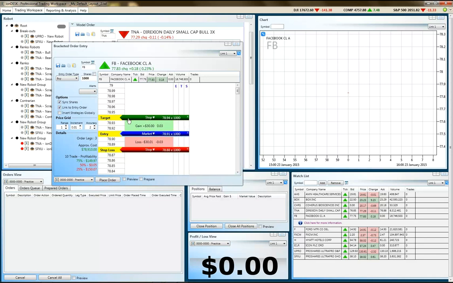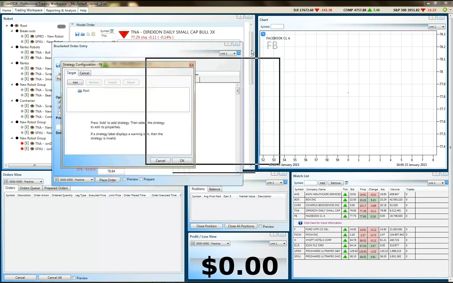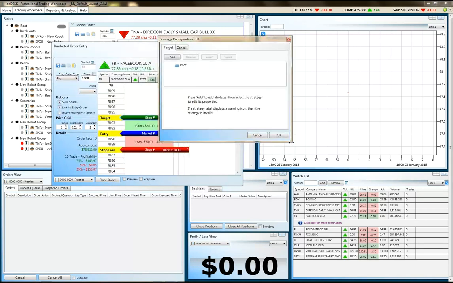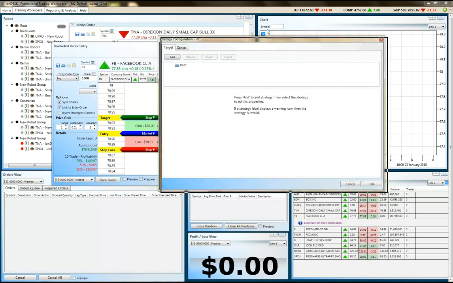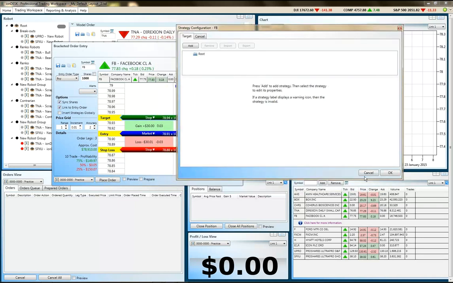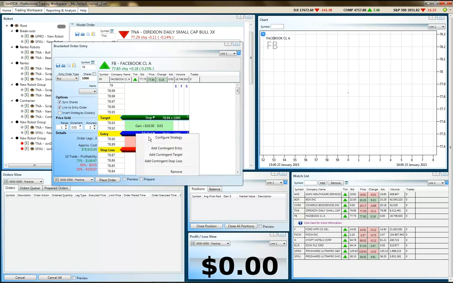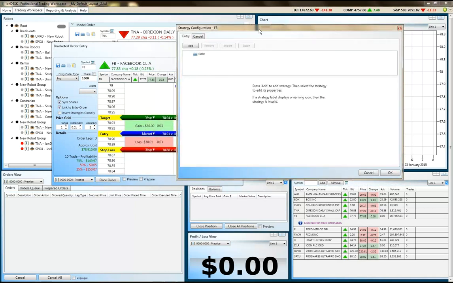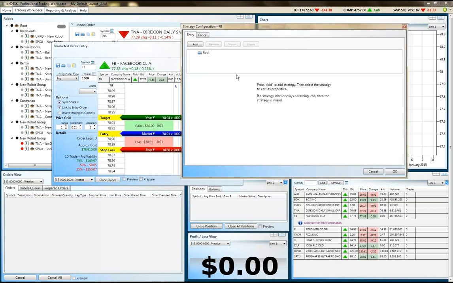And also, one of the things that you're able to do is right-click on the leg and actually attach a strategy to it. What that means is that you're able to attach basically a decision tree that can drive your order leg. So, for instance, I just closed that one. I wanted to apply one to the entry. So here we have a blank strategy that we can easily add strategies to.